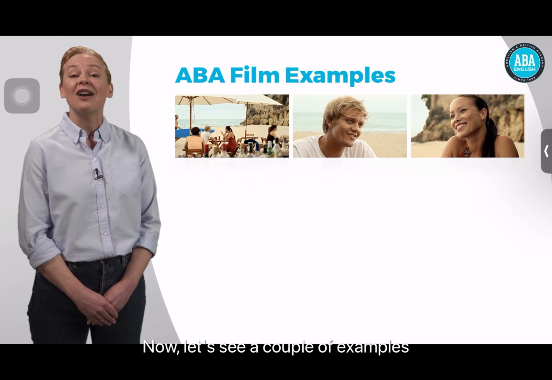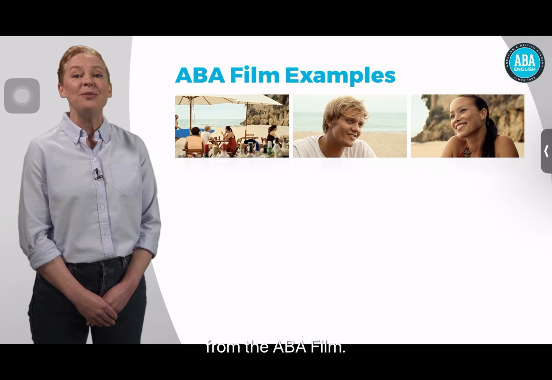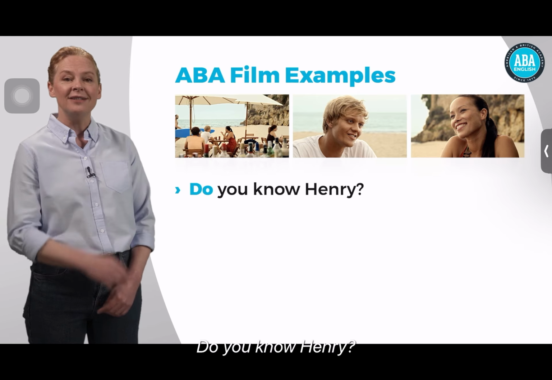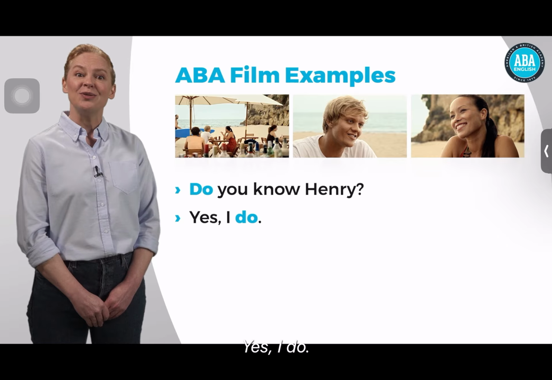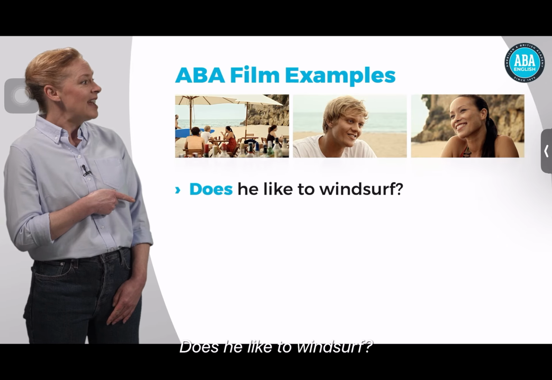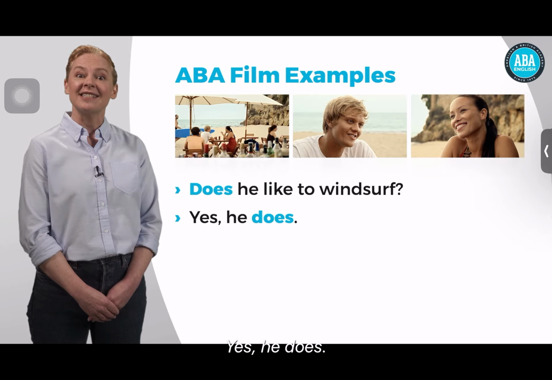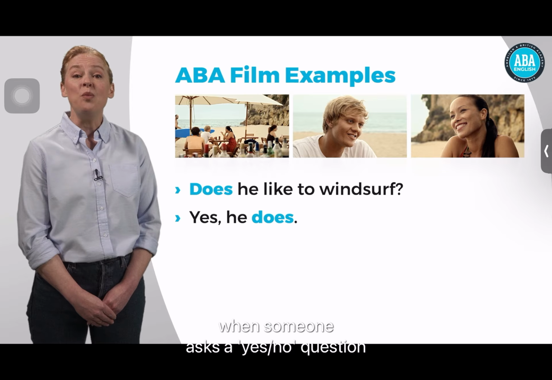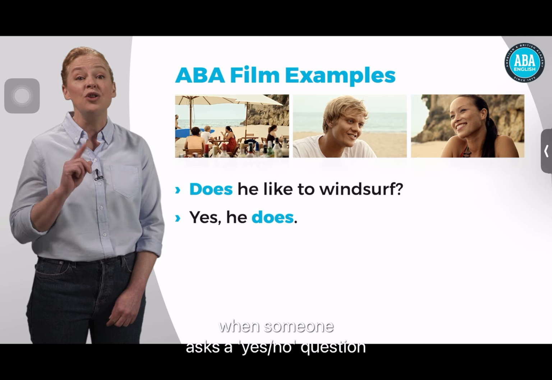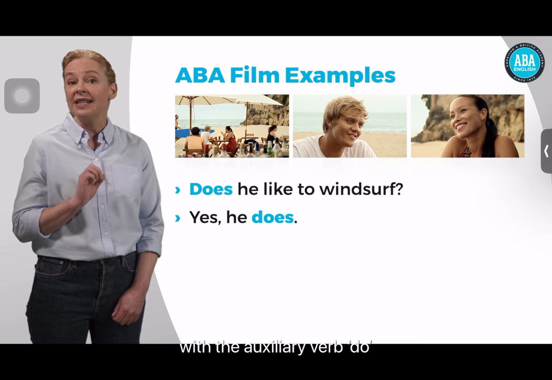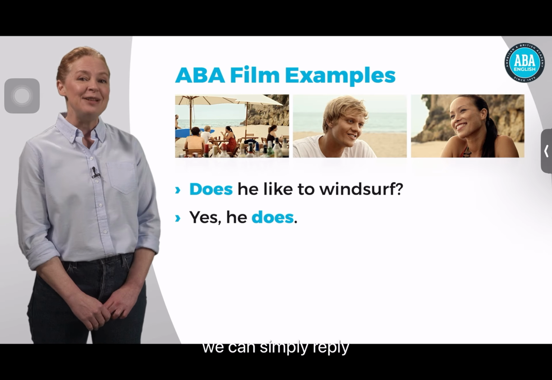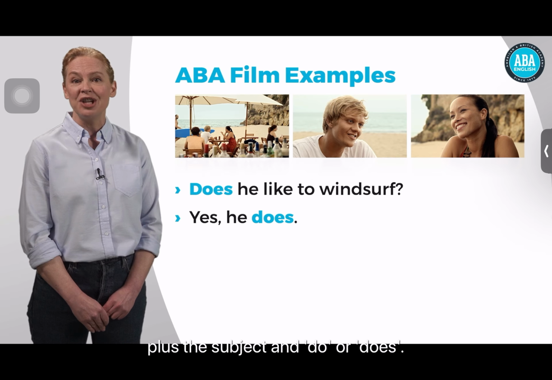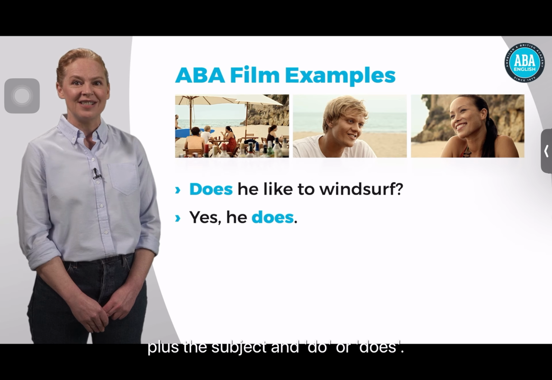Now let's see a couple of examples from the ABBA film. Do you know Henry? Yes, I do. Does he like to windsurf? Yes, he does. As you can see, when someone asks a yes-no question with the auxiliary verb do, we can simply reply with yes or no plus the subject and do or does.